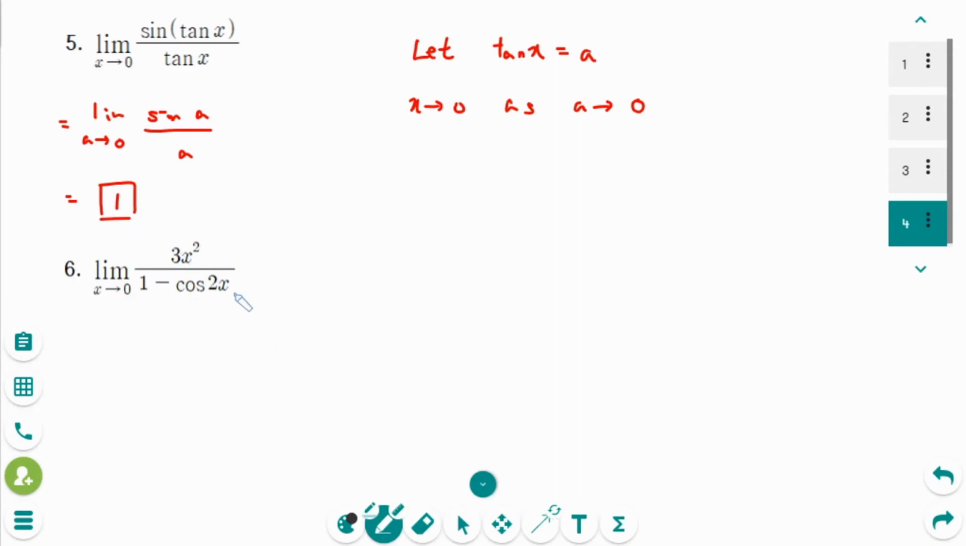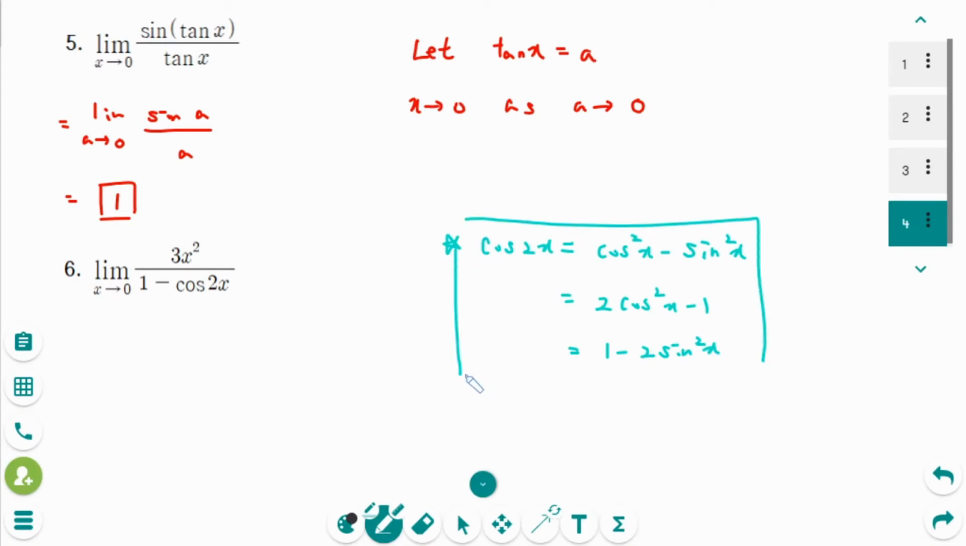This is the last one. Use double angle identity. So cosine 2x equals cosine squared x minus sine squared x, or 2 cosine squared x minus 1, or 1 minus 2 sine squared x. Please remember this one. But I will take the last one here because we don't need 1 in the denominator.